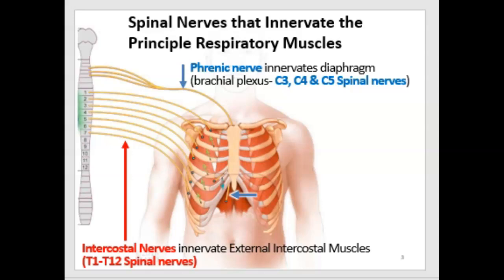And the intercostal nerves that innervate the external intercostal muscles emerge from the thoracic spinal cord, T1 through T12. Although this picture shows T1 through T7, there are actually spinal nerves all the way to thoracic spinal nerve 12 that innervate breathing muscles.